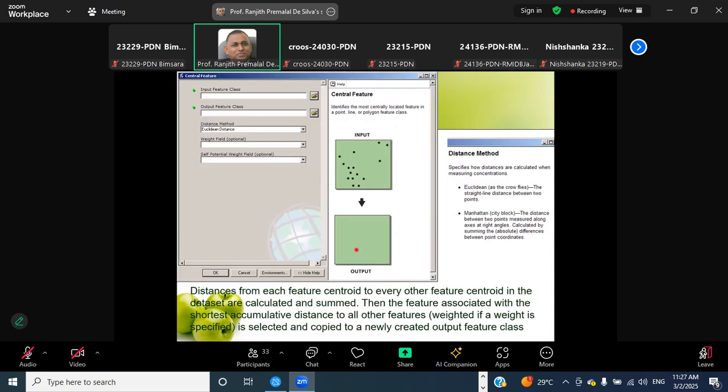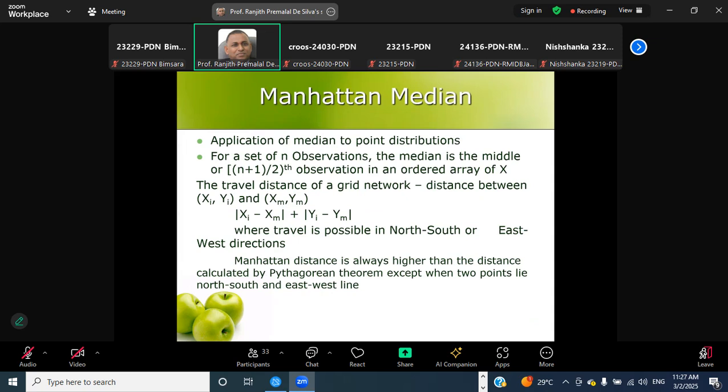Right. We'll go to the next one. Third one is the Manhattan median. So we looked at the mean center, weighted mean center, and median center. Now we look at the Manhattan median.